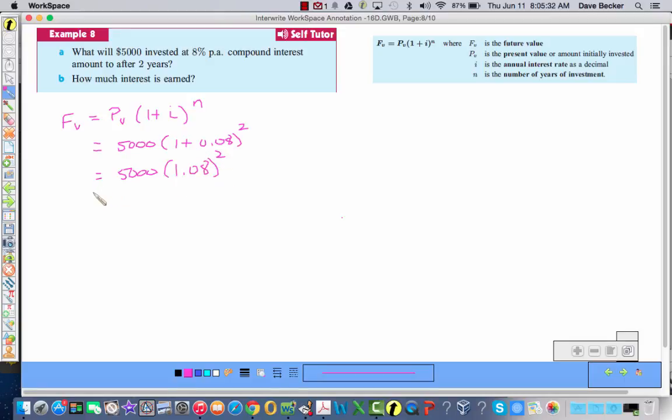I'm not going to show you that on the calculator. I know you know how to do that. So the final answer would be $5,832. And of course, that's part A. How much interest earned? This is so easy. 5,832 minus 5,000, booyah, equals $832. All right, easy peasy.